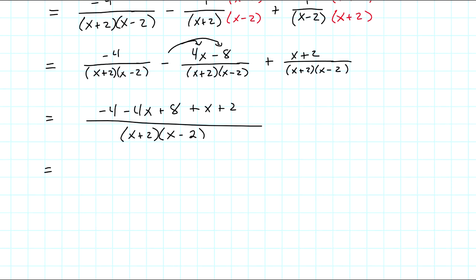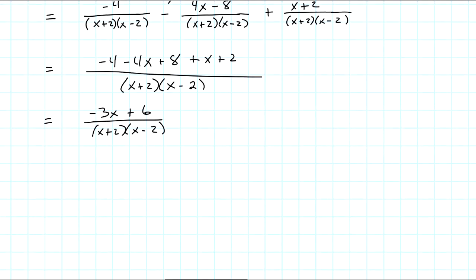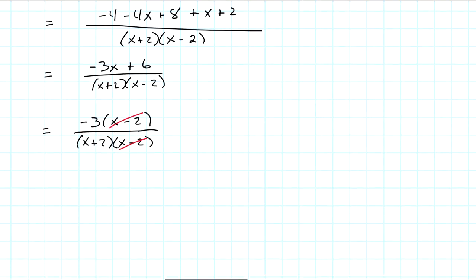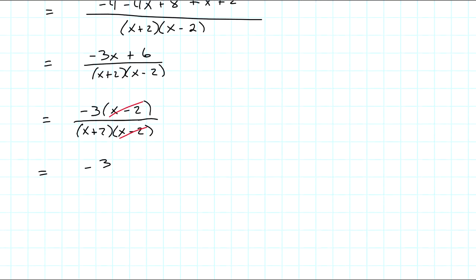Adding our like terms on top, we'll have negative 4x plus x is negative 3x. And negative 4 plus 8 is 4, plus 2 is 6, so plus 6 up there, over x plus 2, x minus 2. And I can factor a negative 3 out of the top to get x minus 2 left over x plus 2 times x minus 2. And we're just about there. We can cancel the x minus 2's, and we get our final answer of negative 3 over x plus 2.